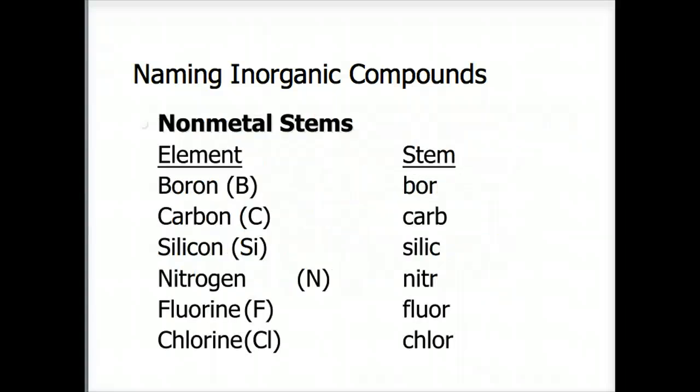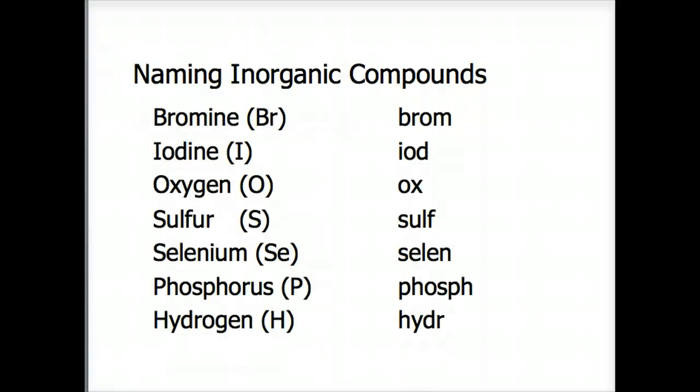So here are some examples. If the element were boron, the stem is bor. Carbon, carb. Nitrogen, nitr. Fluorine, fluor. Chlorine, chlor. So we just truncate off some of the end of that element's name. Here are some more: phosphorus, selenium, sulfur. There are their truncated names.